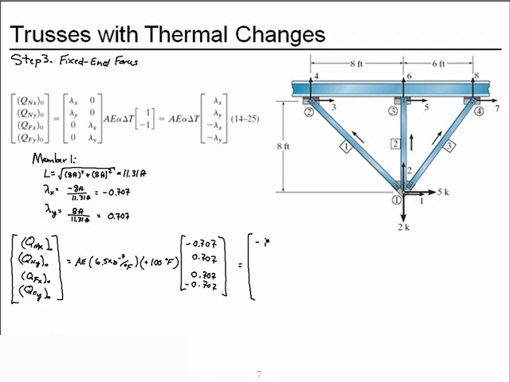We get a negative 4.60 times 10 to the negative fifth times AE. Alpha delta T times the lambda will be the same, but with opposite sign. And we have the same here. And back to negative here.